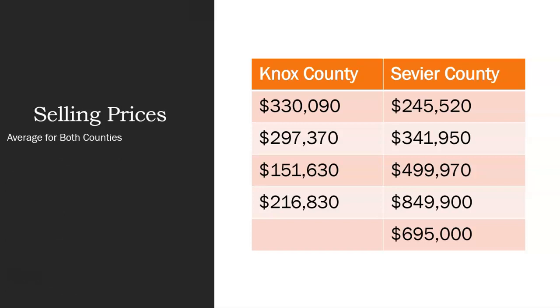If you wanted to find the average for both counties, you would add up all 9 sets, and then you would divide by 9, and this would give you an average of $403,140. That would be your mean overall.